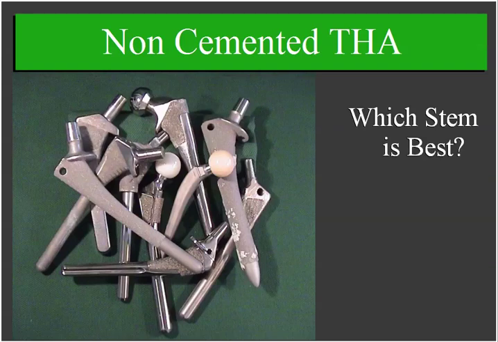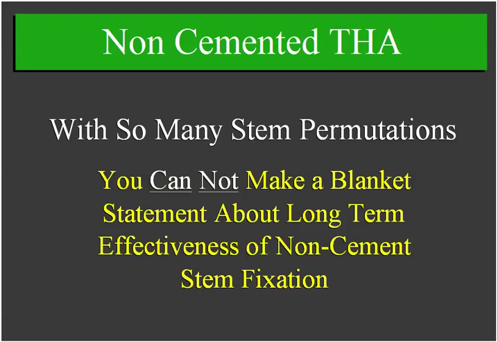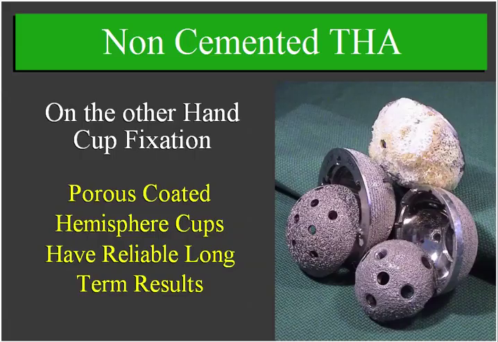And this is the problem. There's no one stem that stands out. If you obey the techniques of press fit and get a good fixation, most implants will work well. So in terms of non-cemented hip fixation, there are too many stem permutations to make a blanket statement about the long-term effectiveness of non-cemented stem fixation, and you will not hear that on the test. What you will hear are what makes a non-cemented stem work, and those are the things that you want to hear about. On the other hand, you need to know this, that porous-coated hemisphere cups have a reliable long-term result.